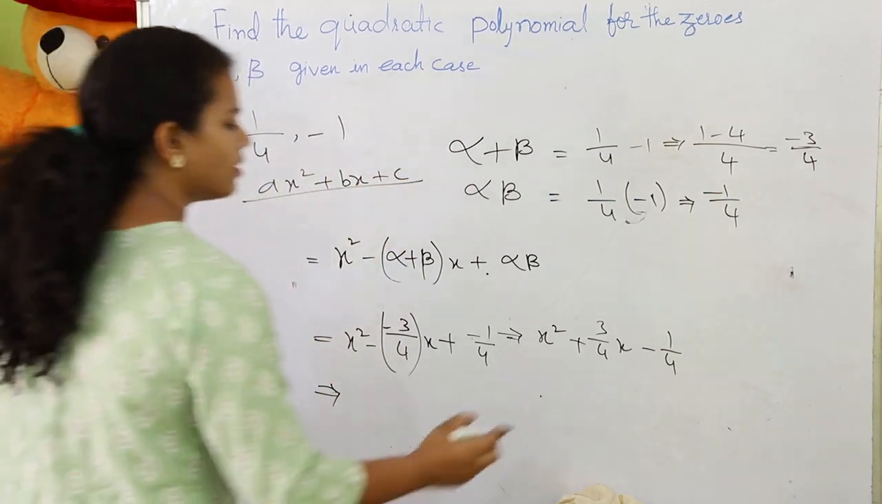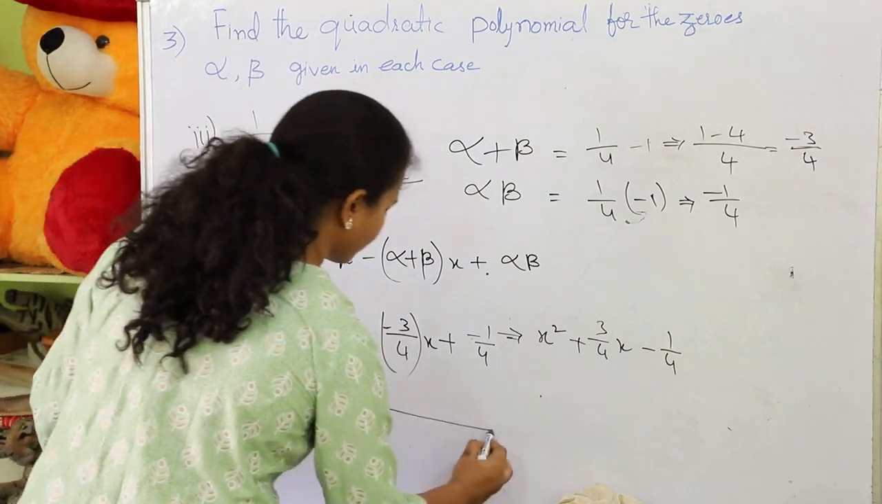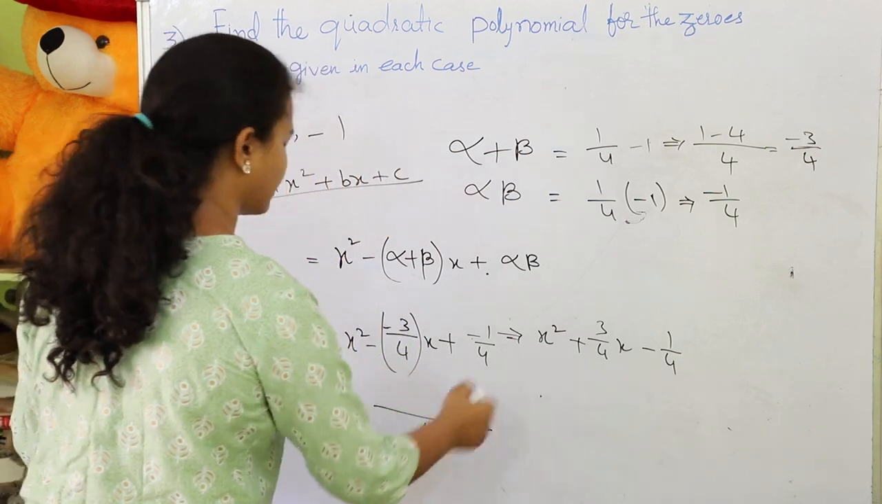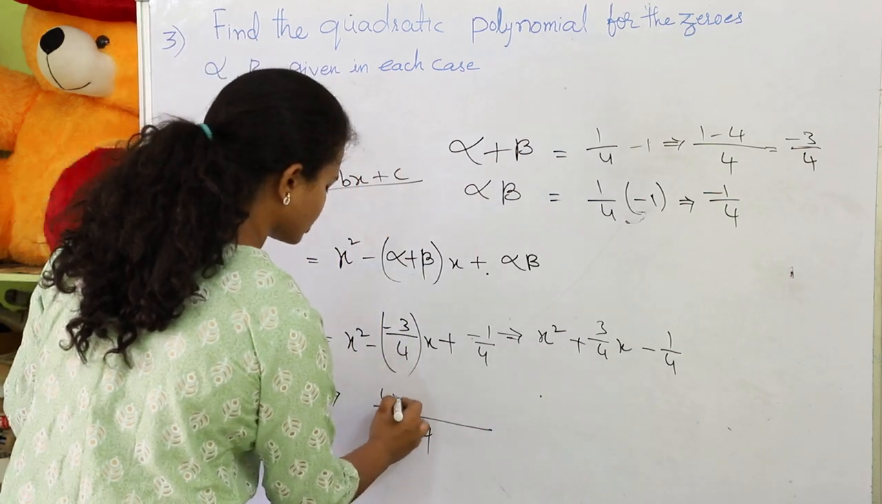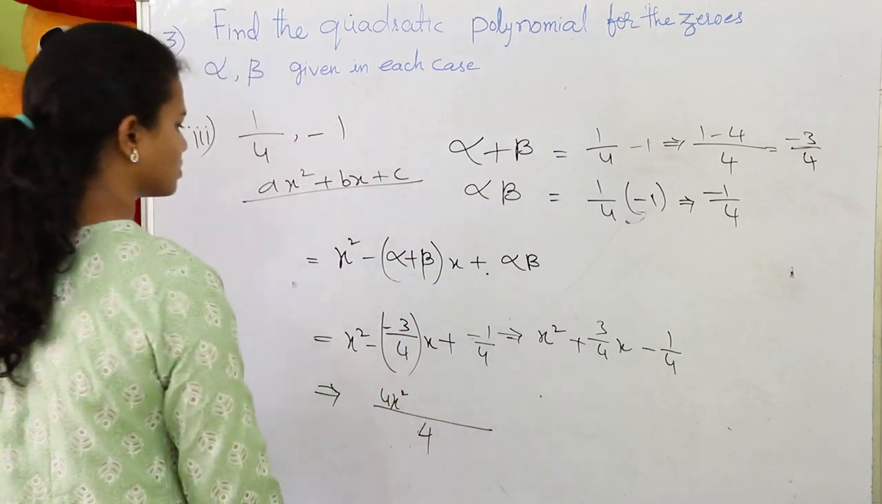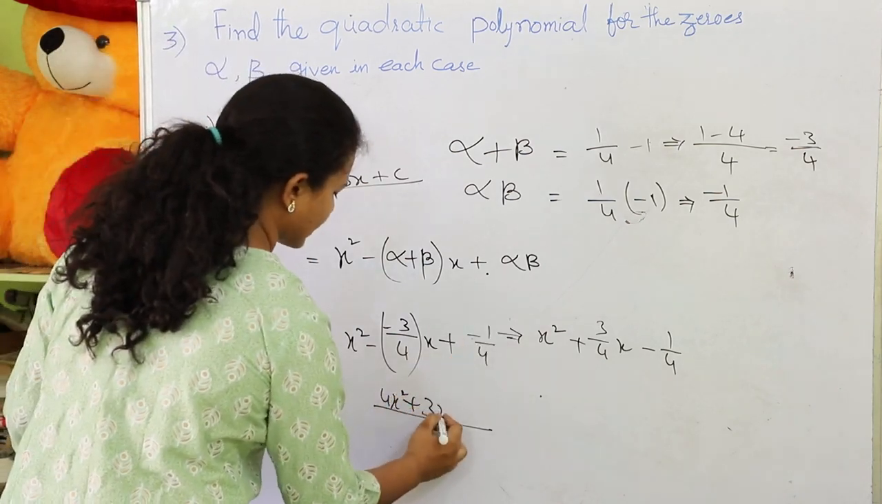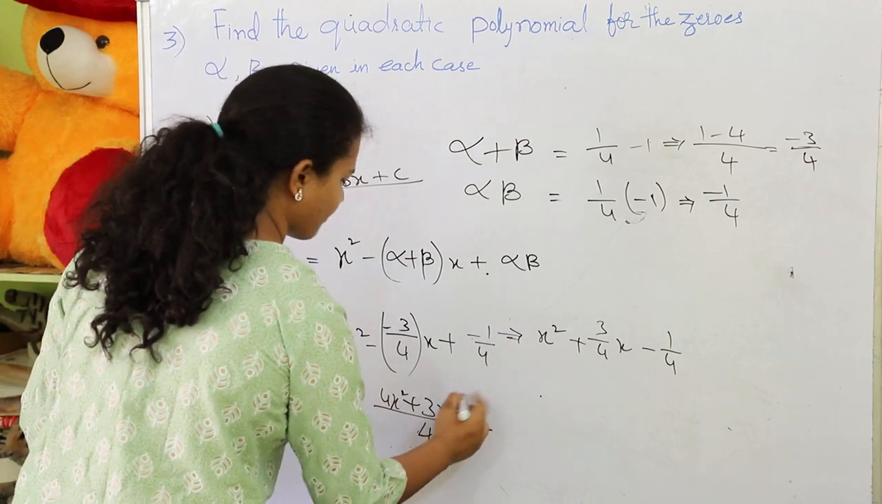So what you do? You take LCM, 4 will become the LCM. So LCM into numerator by denominator, as we know, 4x square, 4x square plus 3x as it is, minus 1.